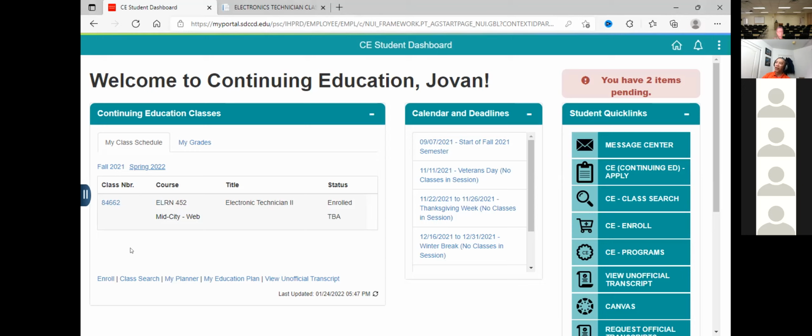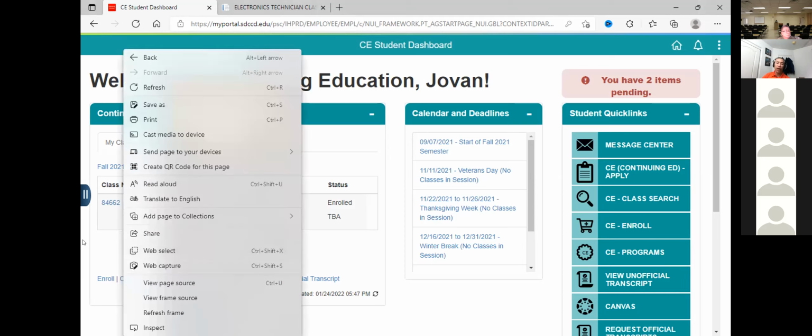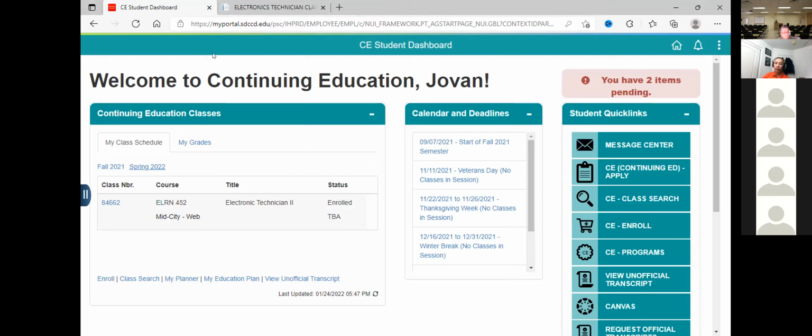Now, when you finish enrolling, if you get a green check mark right here, that means you're enrolled in the class. But if you get the red X here, that means something's wrong. So make sure you contact the instructor to make sure that you get the right number.